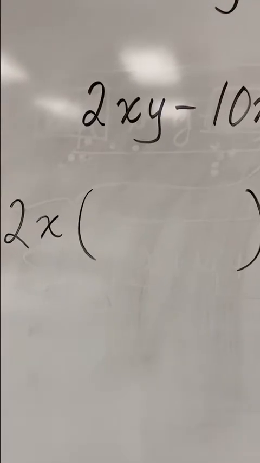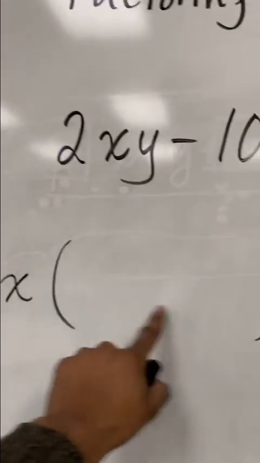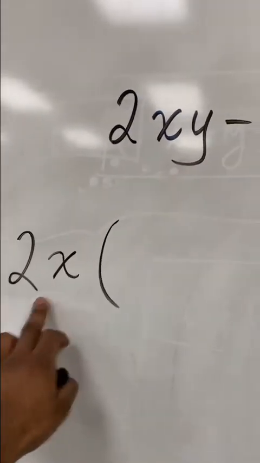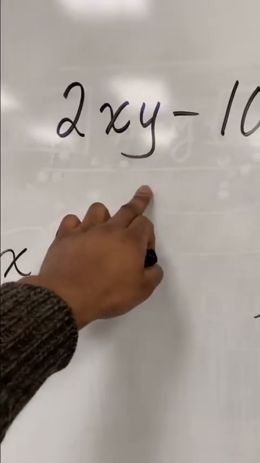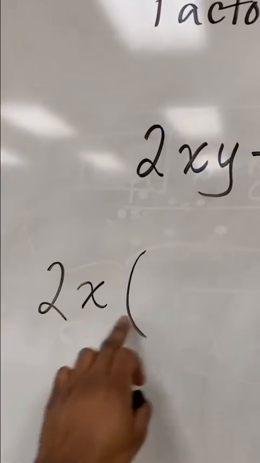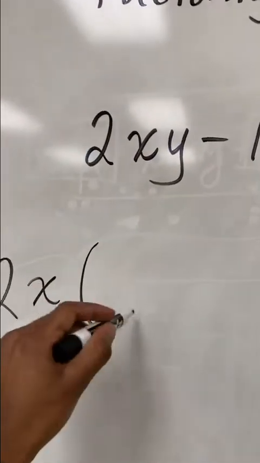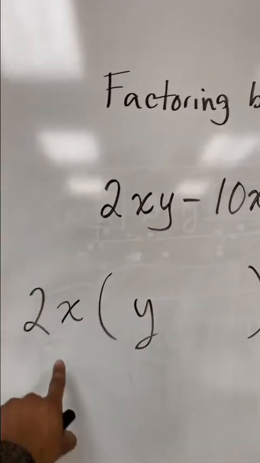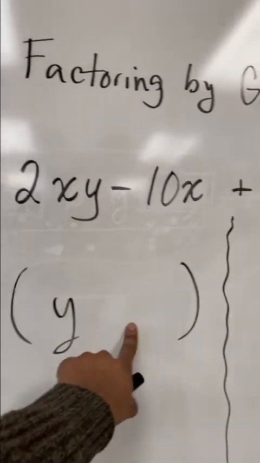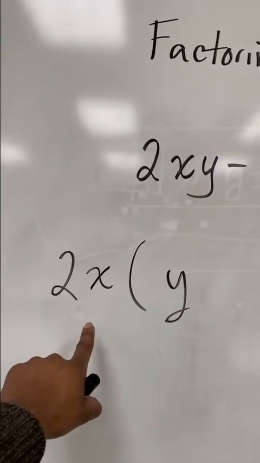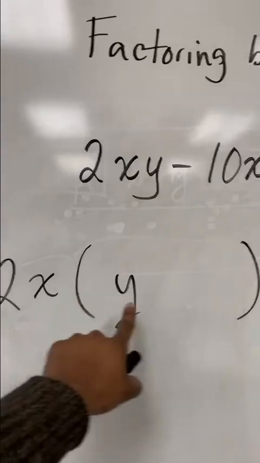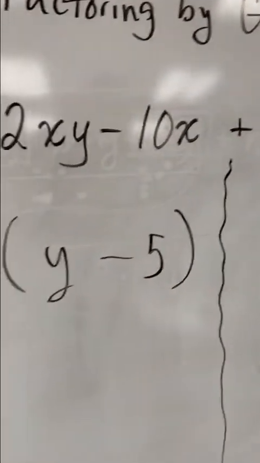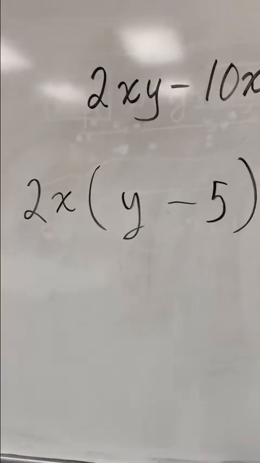Now, what goes inside of the parentheses? I've got to think, if I'm multiplying things together, it should bring me back up to these two here. So if I multiply 2x times y, I get 2xy. That makes sense? 2x times y is 2xy. That's why we have to set a y here. Now, if I multiply 2x times a negative 5, I should get a negative 10x. 2x times a negative 5 will give me the negative 10x. And what I've done is I just factored my first set.